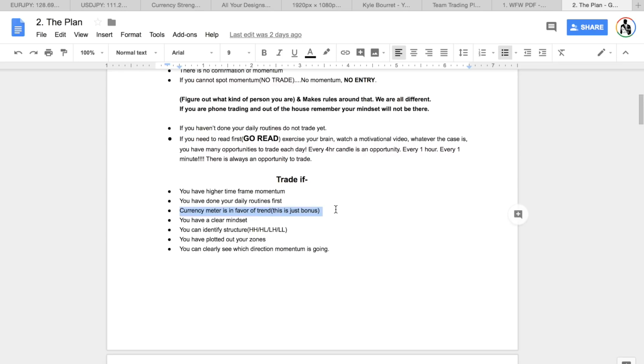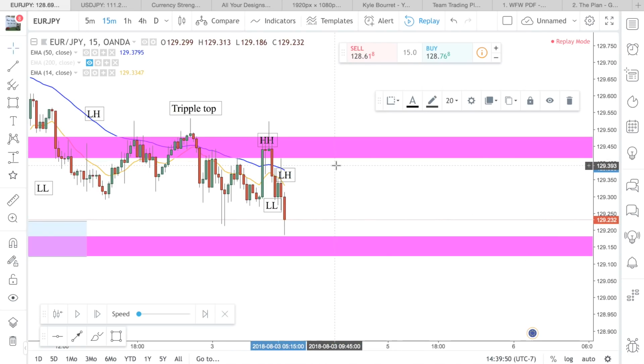So currency favors in, I always get this like a tongue twister, or I'm dyslexic. The currency meter is in favor of trend. This is just our bonus. However, in a more advanced way of identifying momentum, you can look at the currency meter first. This is also personal, but you can identify structure: higher highs, higher lows, lower highs. We could identify our structure.